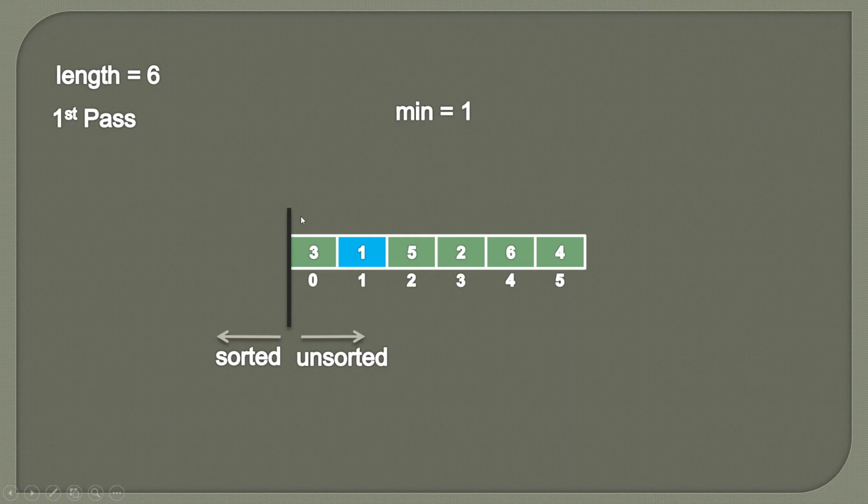So here you can see, after we completed the first pass, we found that 1 is the minimum element among all the elements. So now what we do is, we simply swap this 1 with the leftmost element of the unsorted part. So the element next to this boundary, we simply swap it with that. So here we'll simply swap 3 and 1. So 1 comes here and 3 comes here. And after the first pass, 1 is at its correct position.